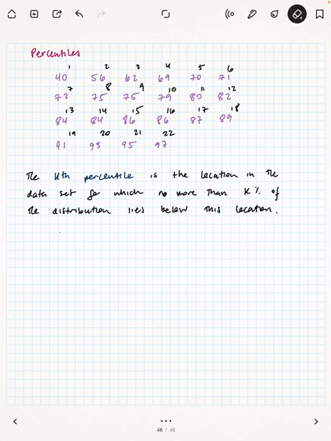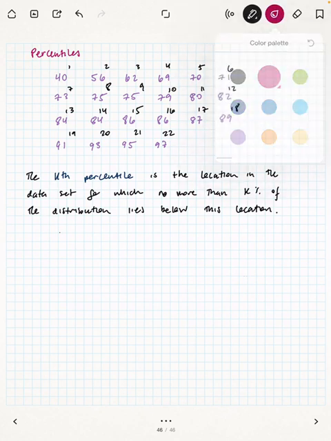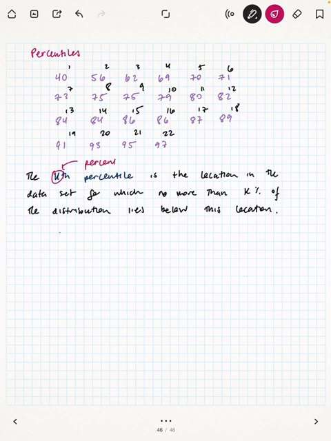And what we mean by a percentile, the kth percentile, is the location in the data set. It could be a data value, it might not be, for which no more than k% of the distribution lies below this location. And something really important here, this k is the percentile rank we want. So when we were talking about percentile rank in the previous video, this is why we need it. It helps us figure out what percentiles are.